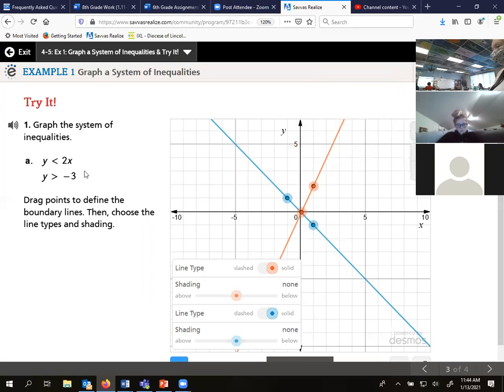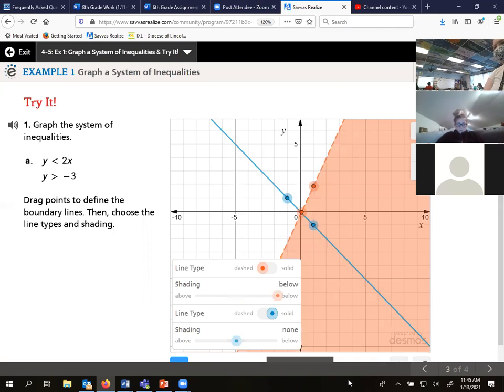Should it be solid or dashed? Dashed. And should we shade above or below the line? I'm doing this one right here. Below. Okay, so we have that shading.